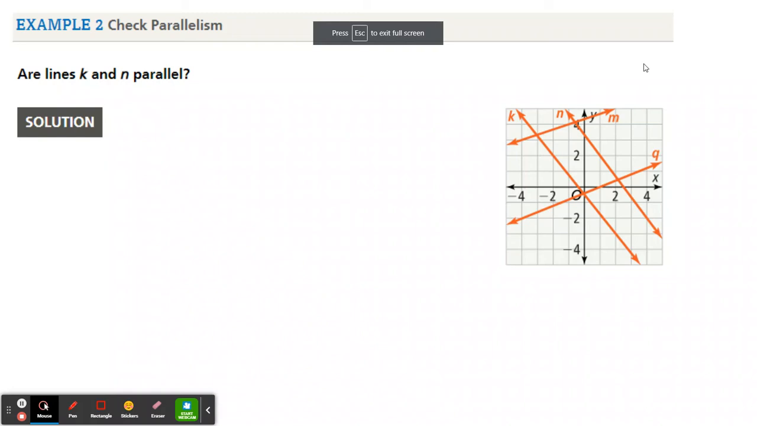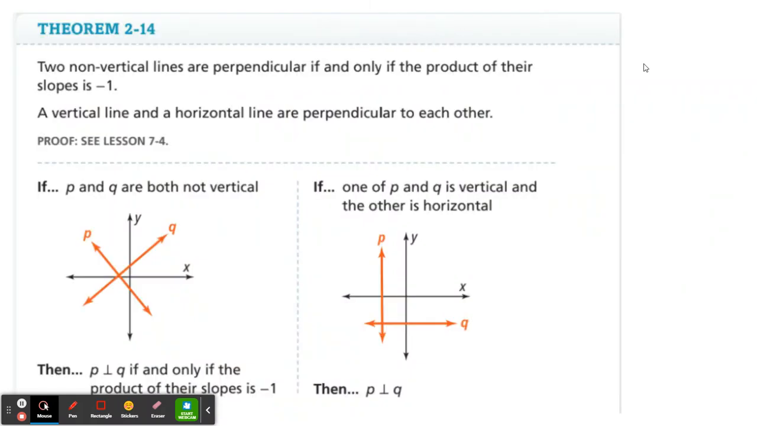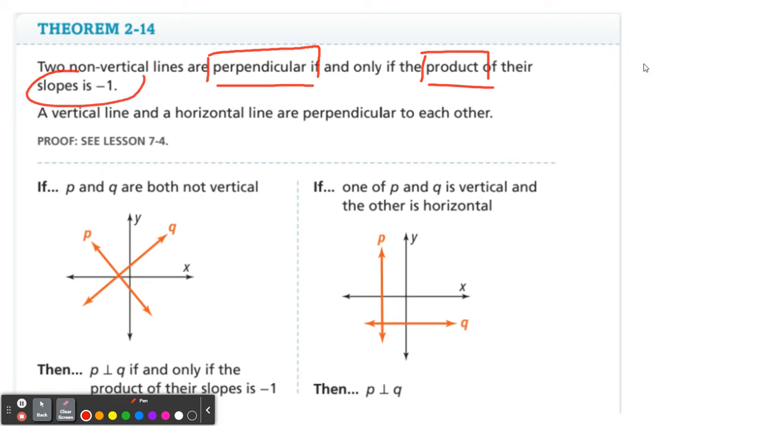Okay, so moving on here. All right, so now we're talking about perpendicular, right? So you have two lines that are perpendicular if the product of their slopes is -1. Product of slopes is -1, okay? And again, vertical and horizontal lines are always perpendicular. So when we think of perpendicular, we should think of making right angles, right? So these two lines should make right angles.